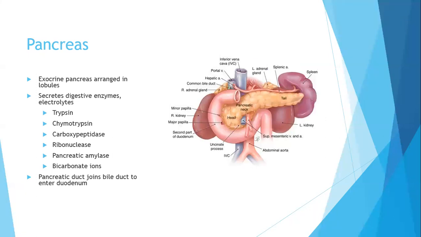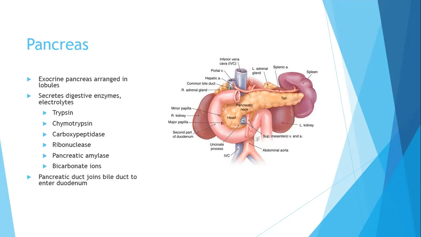The pancreas is another very interesting part of the body that you really need in order to live. There are two different parts of the pancreas. There's the exocrine pancreas, which is arranged in lobules, and the exocrine pancreas produces all the digestive enzymes that the stomach doesn't produce, for the rest of the digestive system.